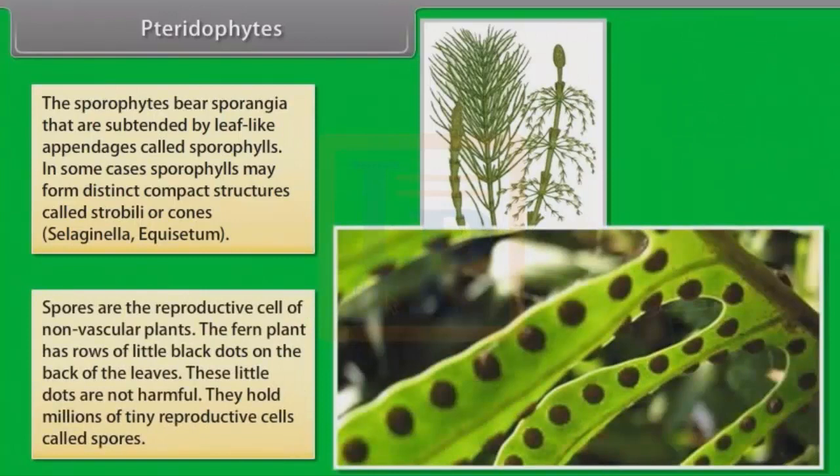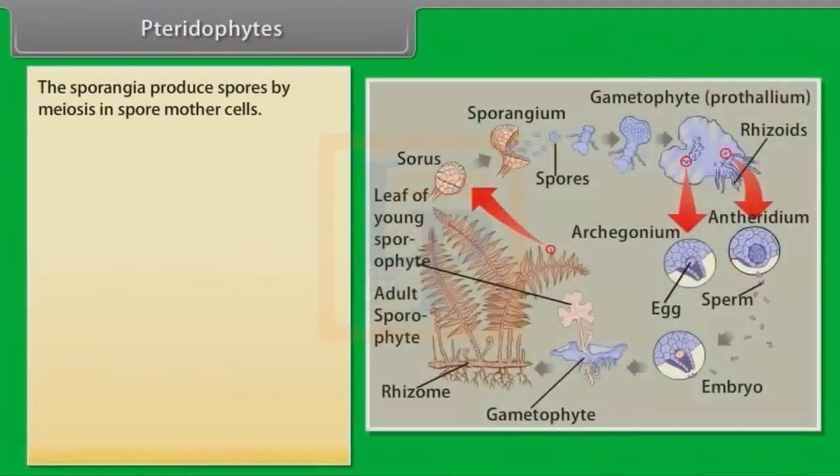Spores are reproductive cells of non-vascular plants. The fern plant has rows of little black dots on the back of the leaves. These little dots are not harmful. They hold millions of tiny reproductive cells called spores. The sporangia produce spores by meiosis in spore mother cells.